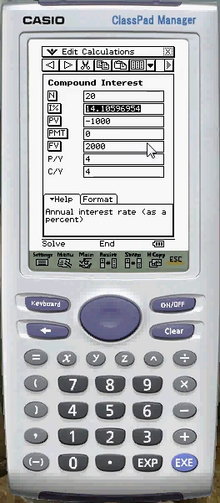Well, that's how we use the calculators to do these compound interest calculations. What you can do now is go on with topic 3 in your notebook.